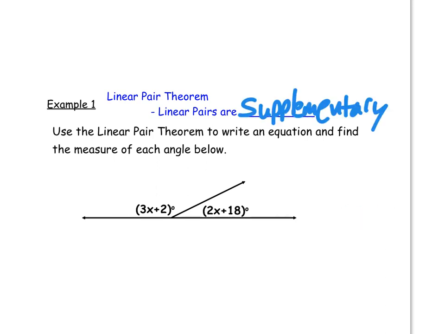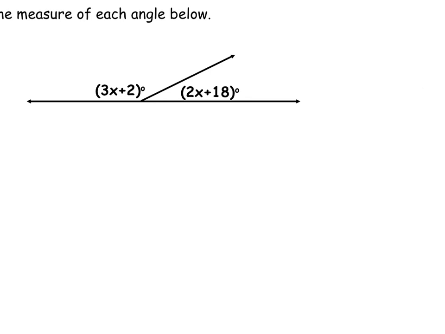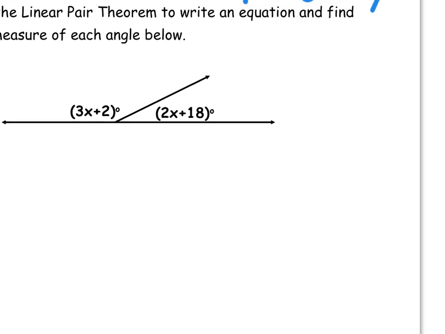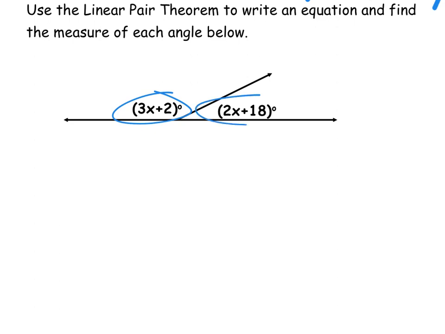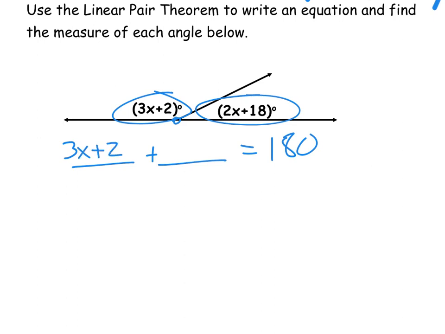Okay. Do you remember what that word supplementary means? They add to 180, all right? So here we have two angles. They add to 180. So we want to find out what x is. So we want to find the measure of the angle, first of all. And so we're going to need x to do that. So since they add to 180, we've got these two angles, this guy and this guy, the two measures. And we know that one plus the other, since they're a linear pair, because they're connected, they add to 180. So we can make an equation out of that. 3x plus 2, and 2x plus 18.